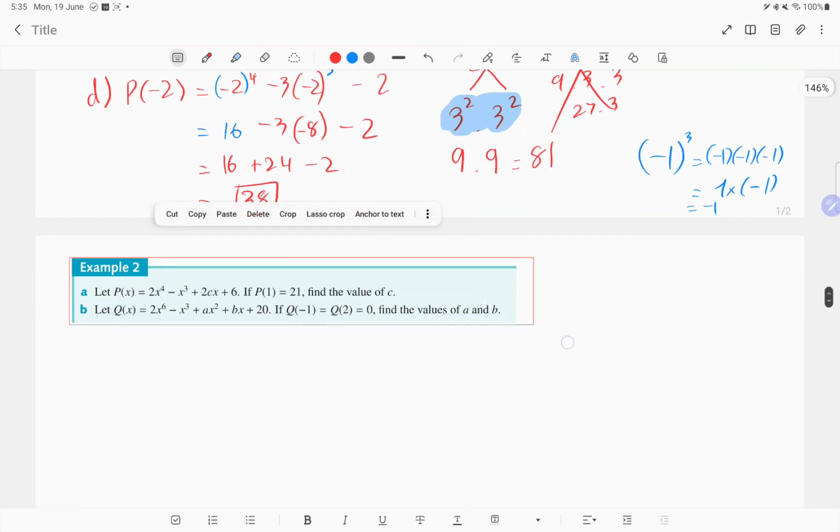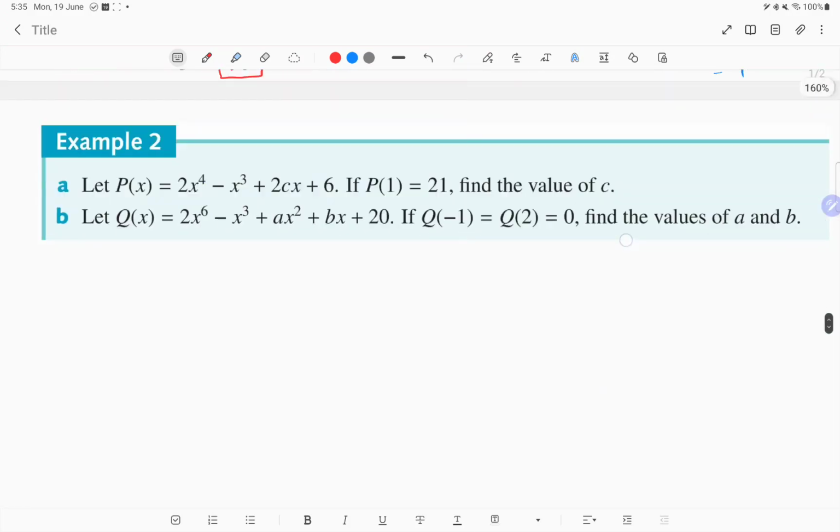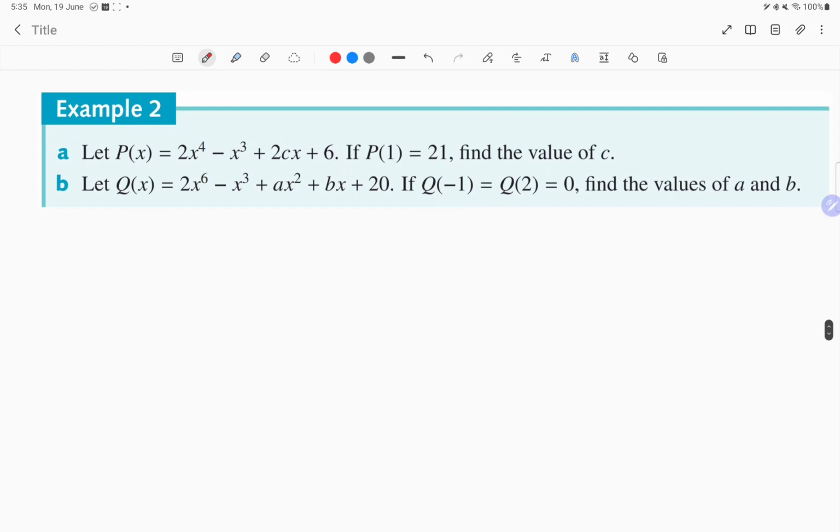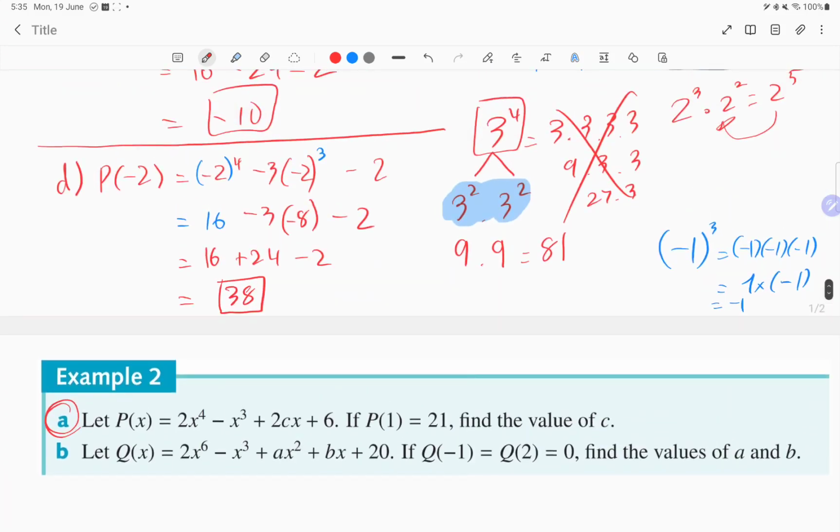Alright, next, example 2. What do you see is the difference between this example and the last one? Let's look at question A. How would you describe the difference between this question and the last one? Daniel, what's the difference? Is it because they're saying P1 equals 21? Yes, they give you the value when you substitute 1 in.